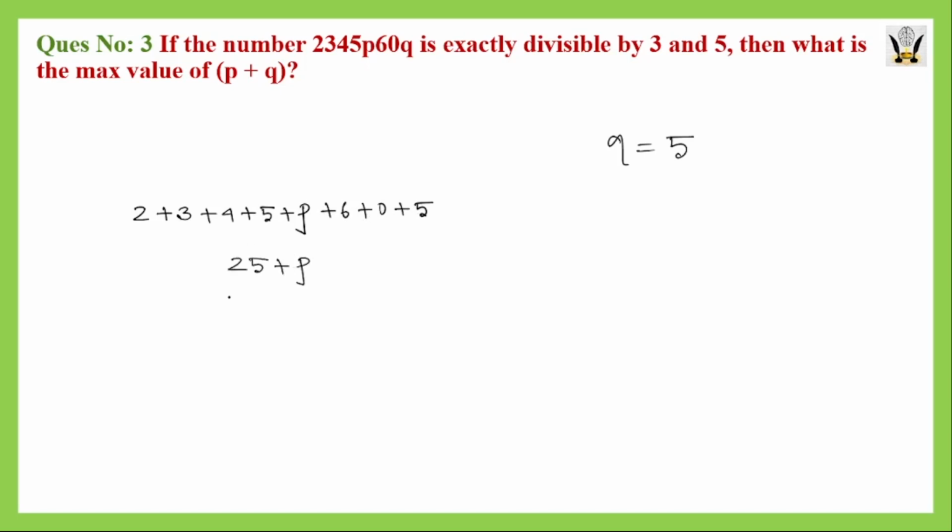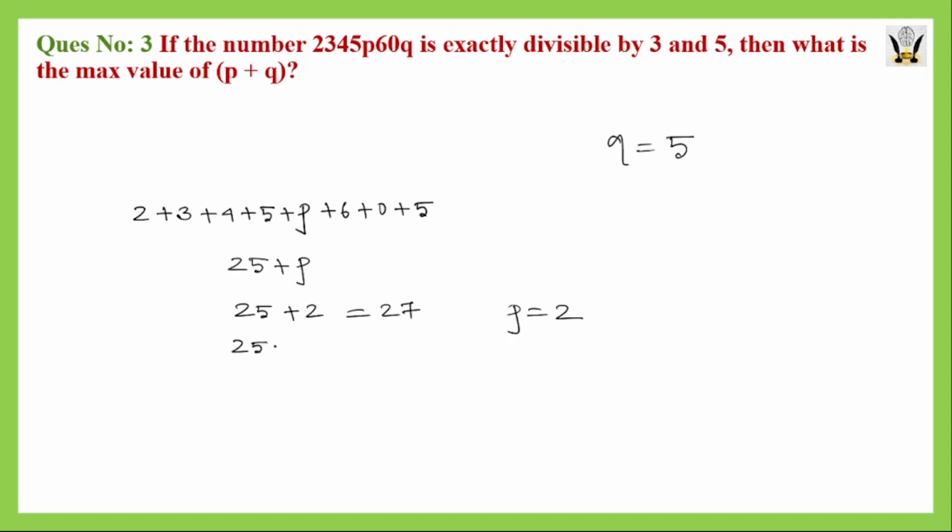Now we know that 25 is not divisible by 3. So the next possible value which will be divisible by 3 will be 27. So 25 plus 2, which is 27, and that is divisible by 3. So in that case, the value of P will be 2. Now the value of P could be between 0 to 9, so we can increase the value of P now.